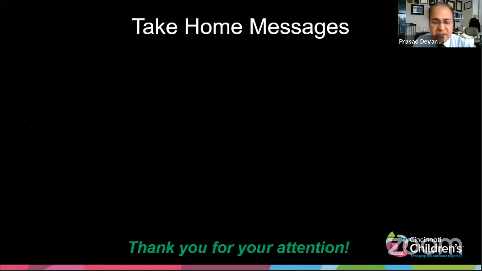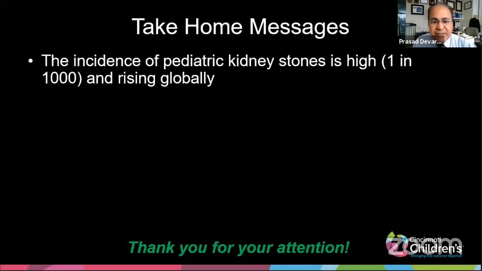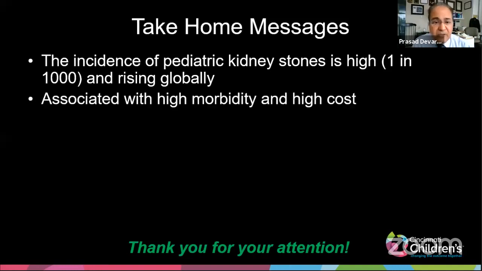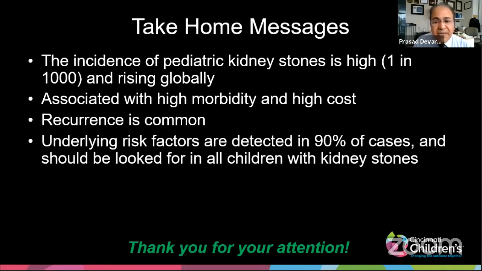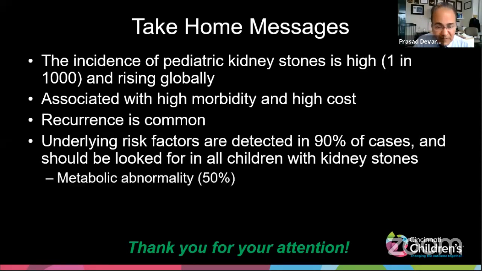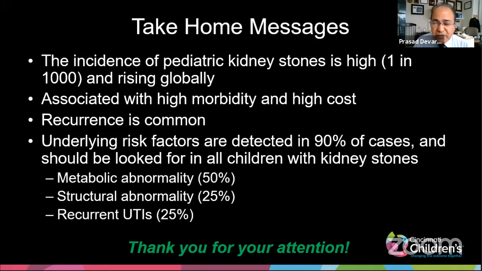So take-home messages, and this is my last slide. The incidence of pediatric kidney stones is really high, 1 in 1,000. It is going up very globally, and it's associated with high morbidity, high cost. The biggest problem is that recurrence is common, and kidney stones in kids cause chronic kidney disease. And almost always there's an underlying risk factor that we as pediatric nephrologists should absolutely look for in all children with kidney disease. Look for metabolic causes, look for structural abnormalities, and recurrent UTI.